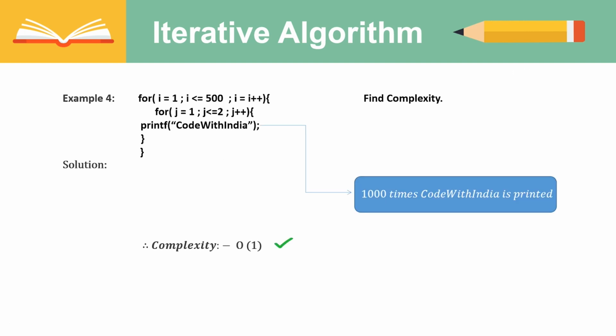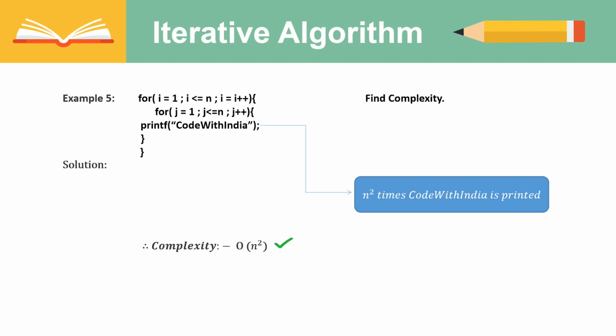Example 4. In this example, we have a nested loop. For i equal to 1, i less than or equal to 500, i plus plus. For j equal to 1, j less than or equal to 2, j plus plus, printf code with India. Here, i value will go maximum 500 and j value will go maximum 2. Now, we can say code with India is printed maximum 1000 times. Now 1000 is a constant value and the complexity will be big O of 1.